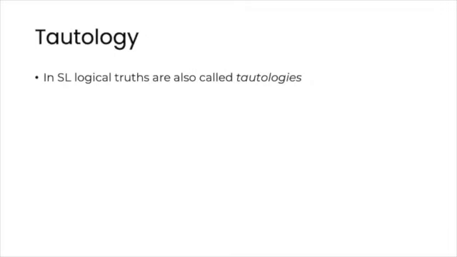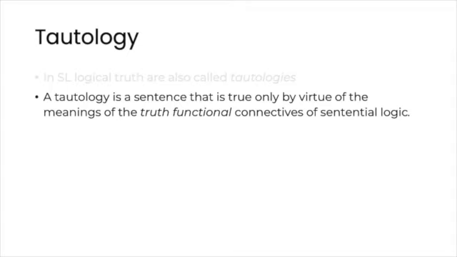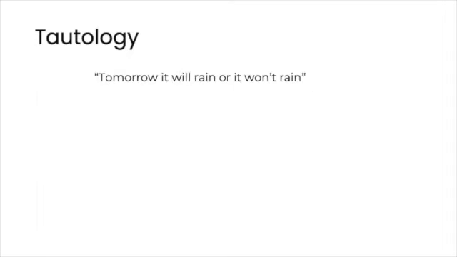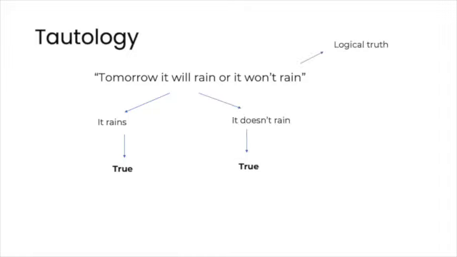In SL, a logical truth is also called a tautology. However, in formal logic, the term logical truth has a broader use than the term tautology. In the sense we are interested in here, a tautology is a sentence that is true only by virtue of the meanings of the truth functional connectives. For instance, if I tell you that tomorrow it will rain or it won't, then no matter what happens tomorrow, my prediction is going to be true. If it rains, I was right. If it doesn't, I was right too. So this sentence would be a logical truth, since it is true in all cases.